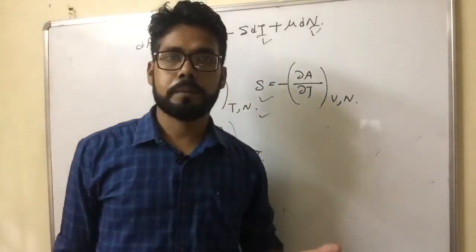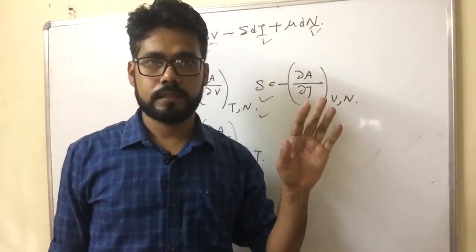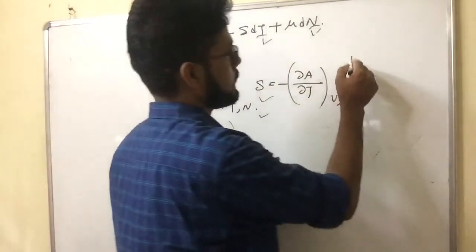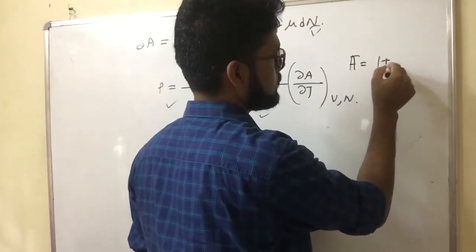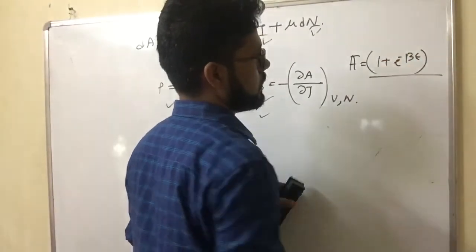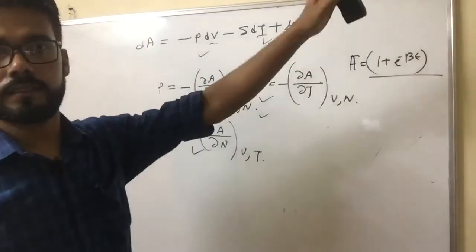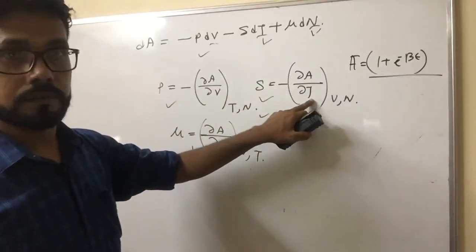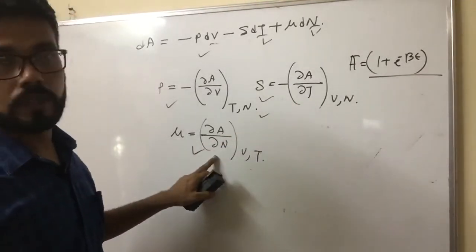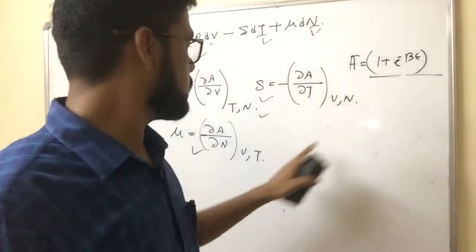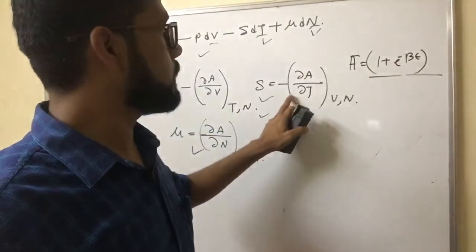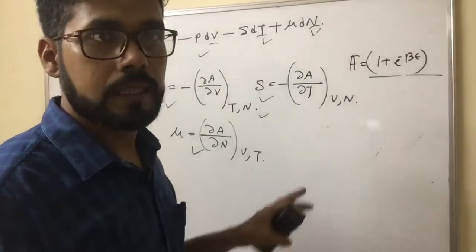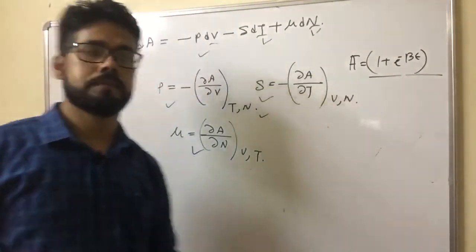Second way is that sometimes the free energy will be given in the question. Suppose the free energy of a thermodynamical system is given, suppose this one, as 1 plus e to the minus beta e, or something like that. Then you have to calculate pressure, dA by dV. Entropy you can calculate with respect to T. And chemical potential you can calculate, but here n is not there, so it will be 0. Pressure is 0 in this case, but then entropy will not be 0. Okay, this is why this is important. No need to memorize this thing. Only remember the free energy formula, A equal to U minus TS plus mu n. Okay.